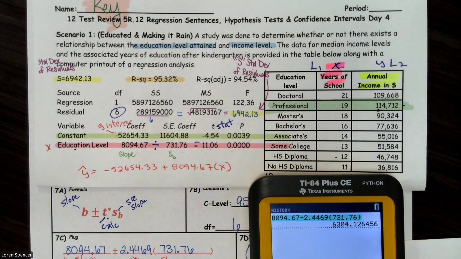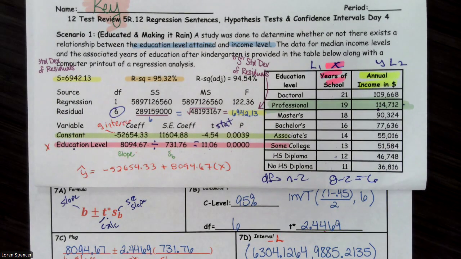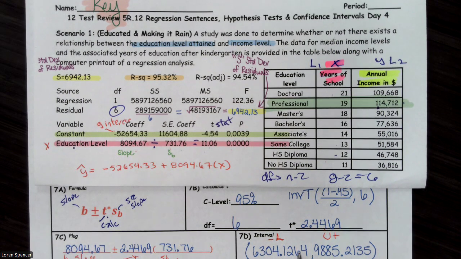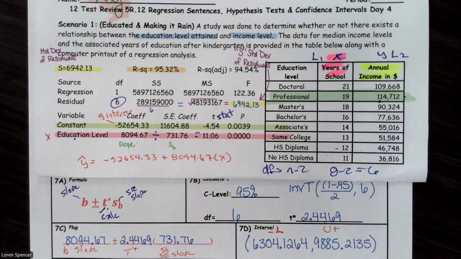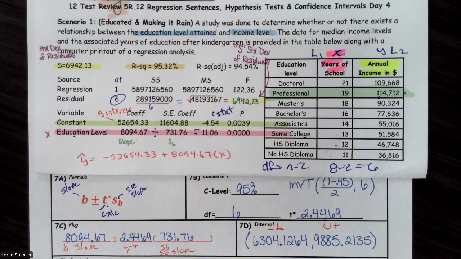And then I'm going to do the upper bound. I'm just going to go up and select that and change that to a plus and press enter, and I end up with 9,885. And this is my upper bound, and it's positive. So basically, what they're saying is, hey, we expect that you're going to make 6,304 to 9,885 dollars more for every year more of schooling that you get. Okay. All right. Last, we're heading to our section of writing our conclusions.